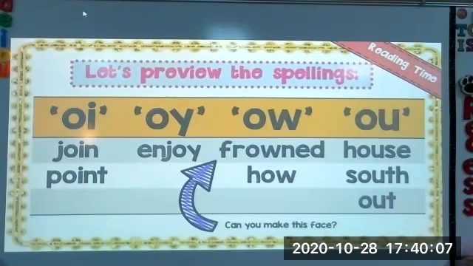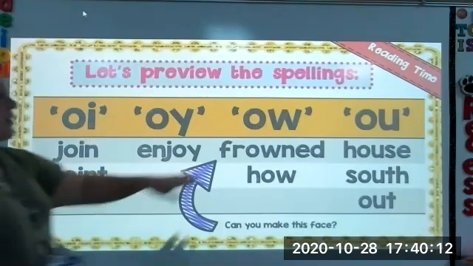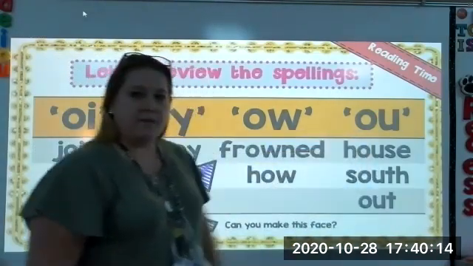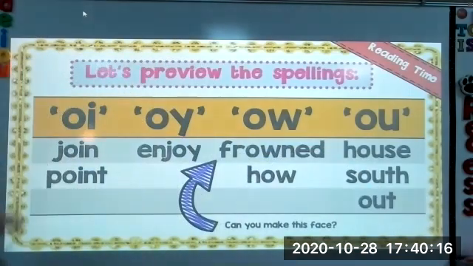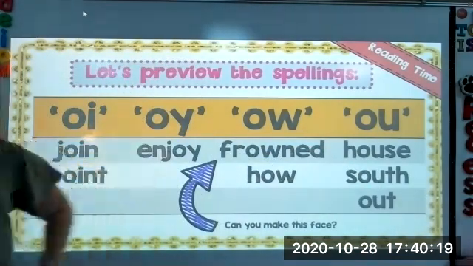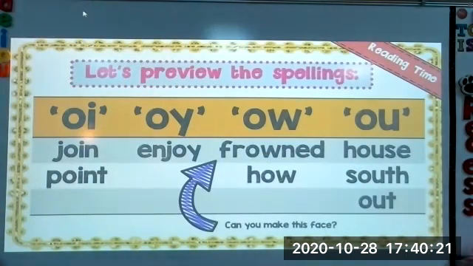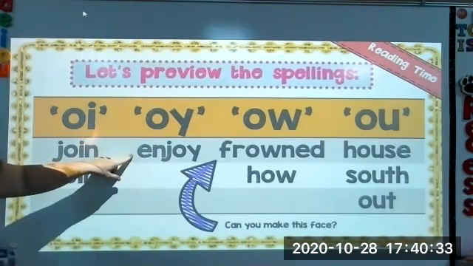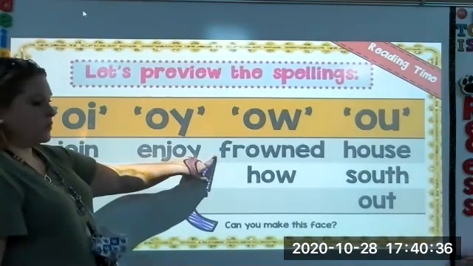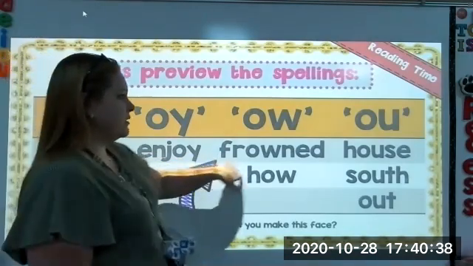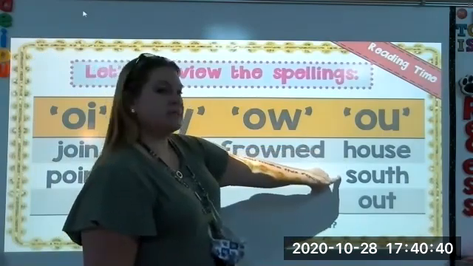So before we start, let's review some of our spellings. We have talked about OW and OU and how they both say ow. And we've talked about OI and OY this week and how they both say oi. Here are some words that we are going to have in our story. We're going to have the word join, point, enjoy, frowned, how, house, south, and out.